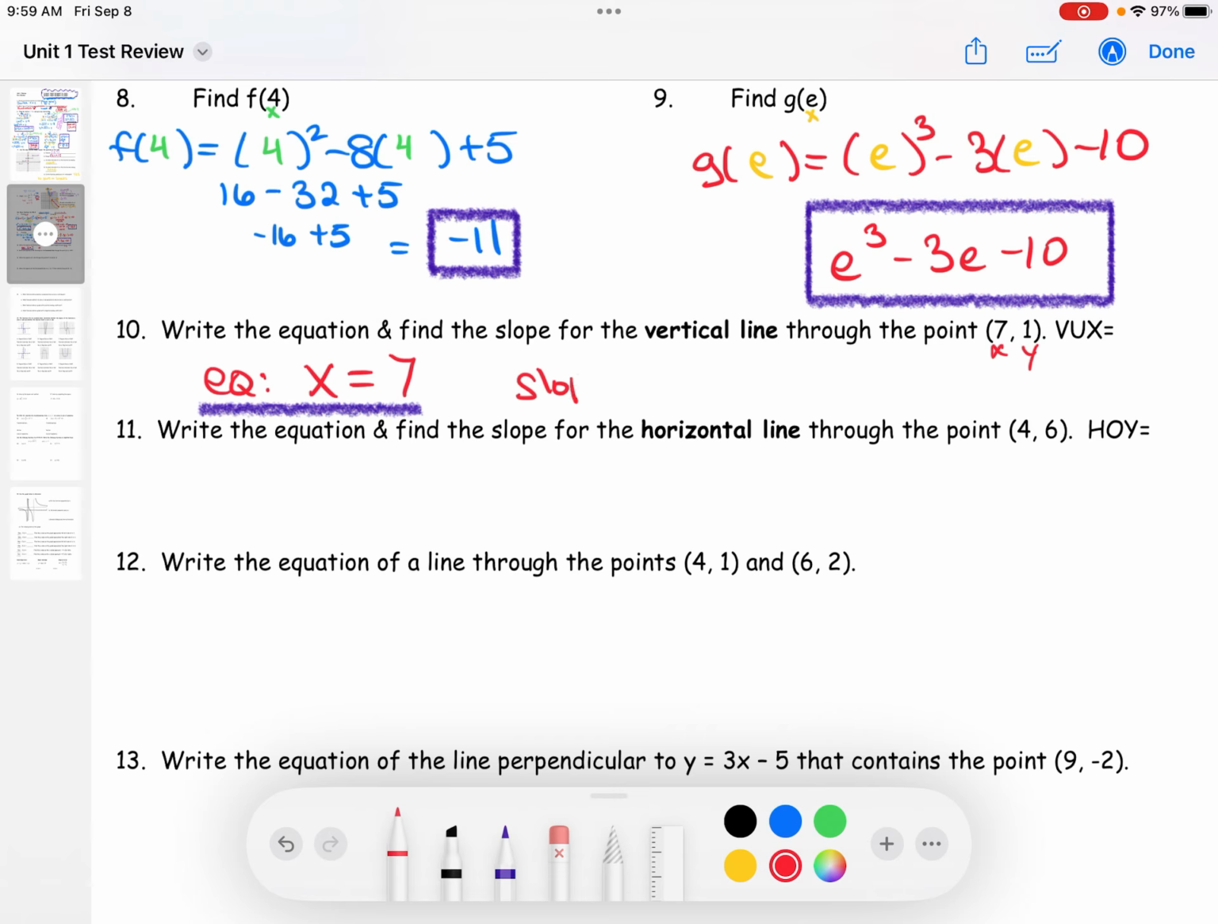It also asks for the slope. The slope of a vertical line, it's that U in VUX. It's undefined. Don't say it's 0. It is undefined.